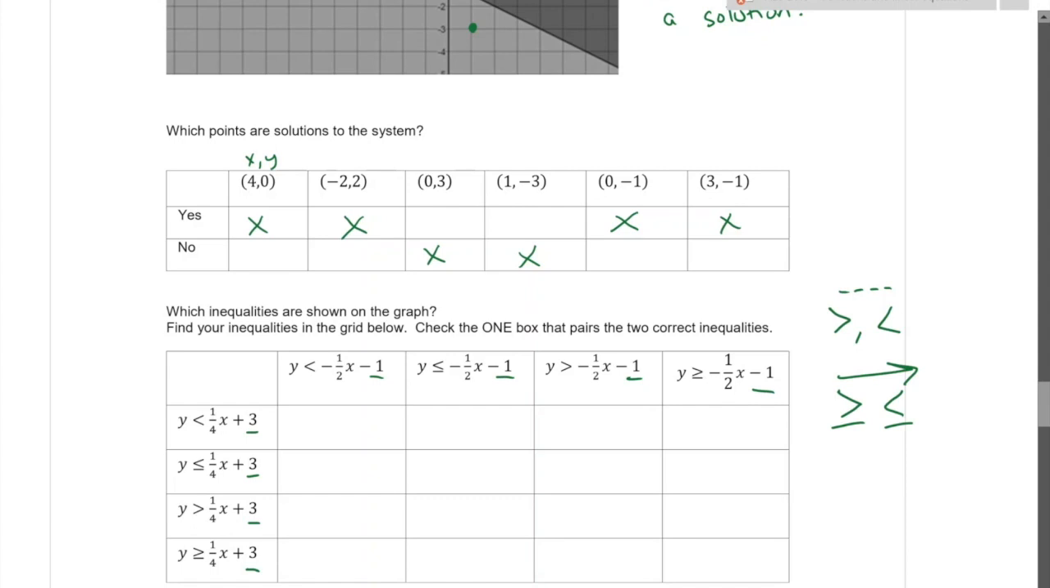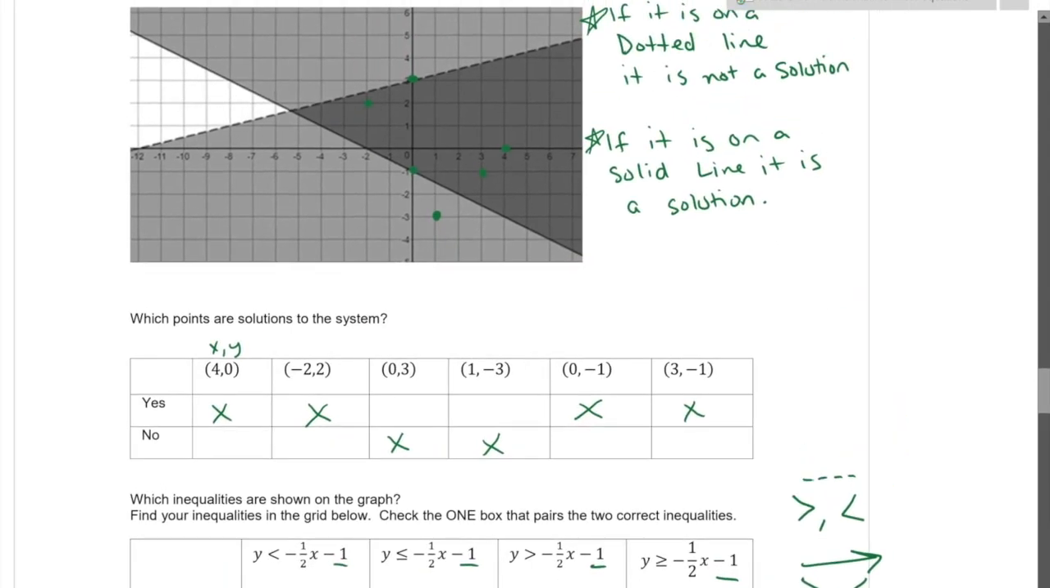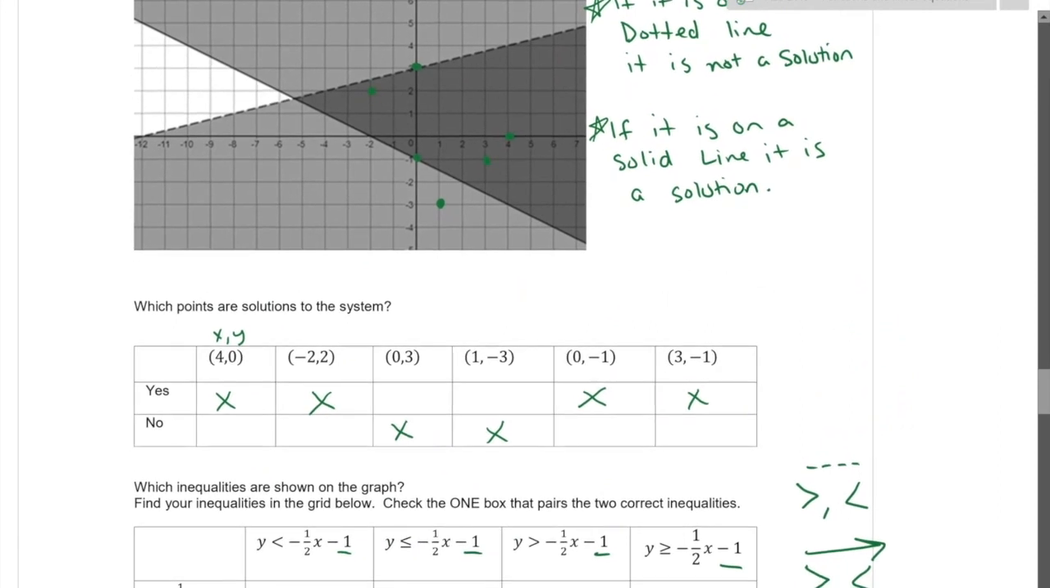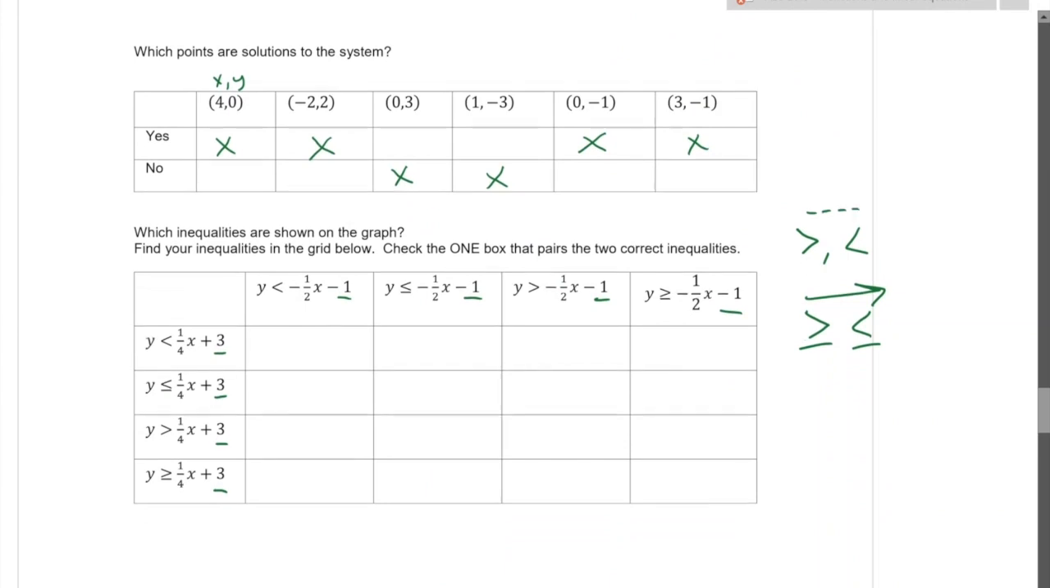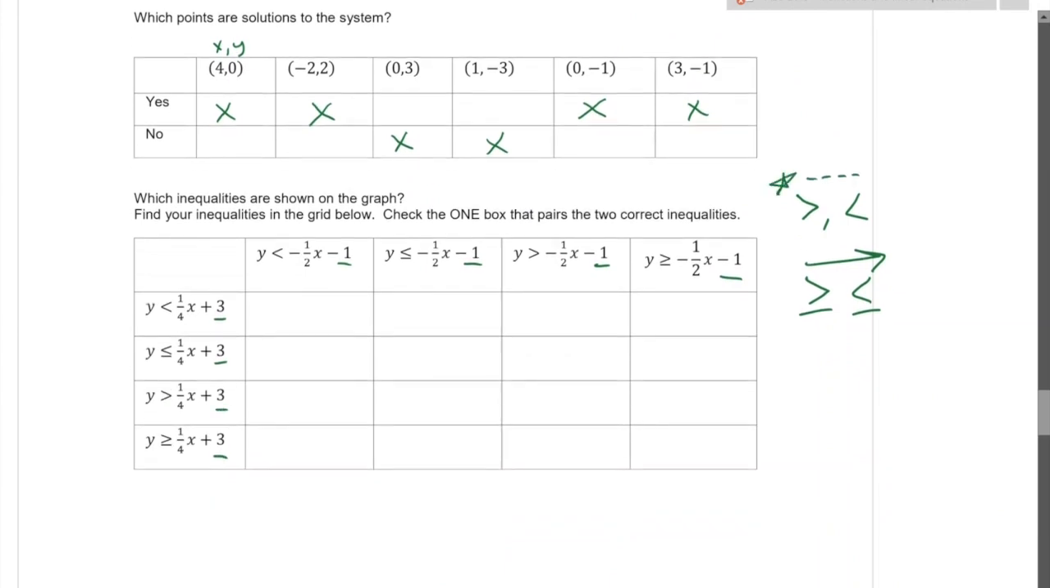So, is the one with 3 a solid or dashed? Well, it's a dashed line. So it needs to have one of these. So it can't be this one, and it can't be this one.